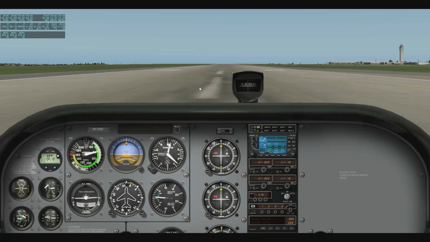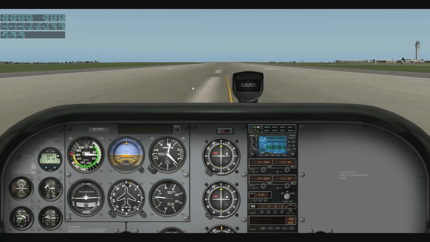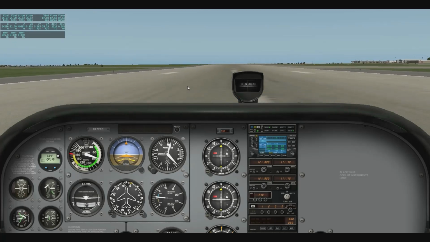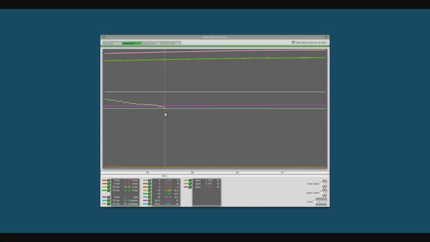As I reach 75 knots, I will pull back on my joystick again, and the aircraft is barely lifting off the ground. The takeoff speed is now 78 knots and the distance is 2530 feet.